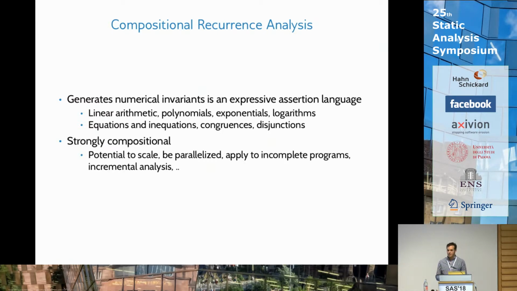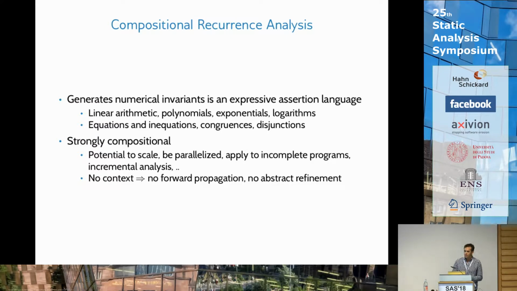The other key feature is that it's compositional in a strong sense of the word, which is to say that the way that CRA analyzes a phrase in a programming language is by analyzing each of its subphrases independently and then composing the results. So there's lots of things to like about compositional analyses. They have greater potential to scale. They can be parallelized easily. They can be applied to incomplete programs where you don't have all the code. They can be applied incrementally. If you change a small section of code, you don't have to reanalyze everything.